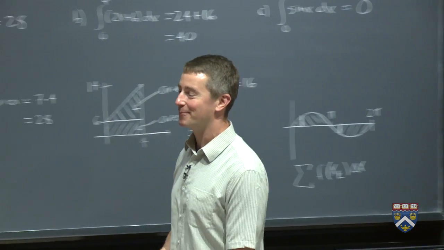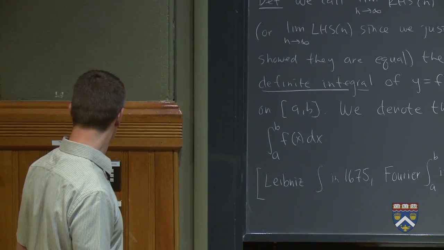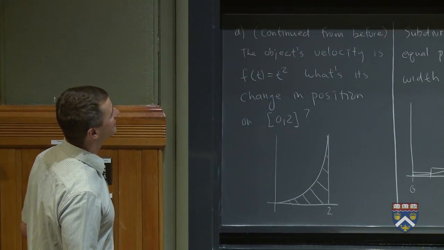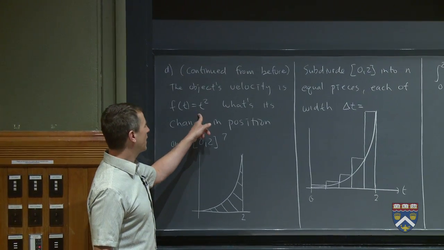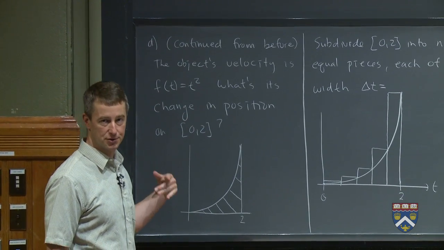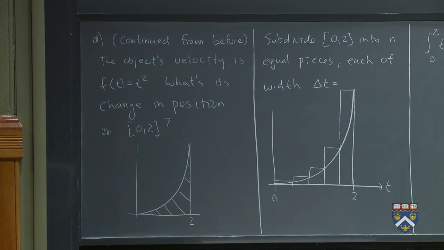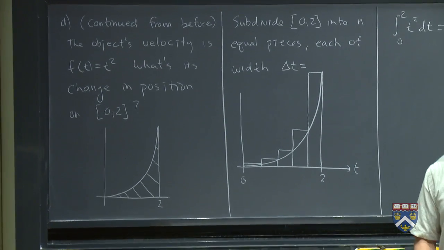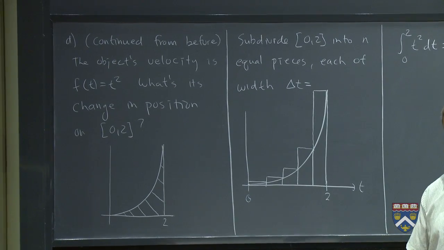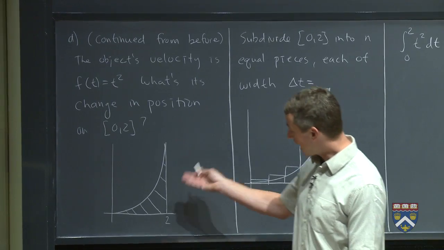Let's go back to that problem that we postponed, where we were doing the object that was moving at t squared meters per second. And we were trying to figure out how far it traveled during the time 0 to 2. We had gotten an underestimate of 1.75 meters and an overestimate of 3.75 meters. And we had asked you to try to make a guess based on the applet what you think it should be. So certainly somewhere between 1.75 and 3.75. So now we have a way of doing this.